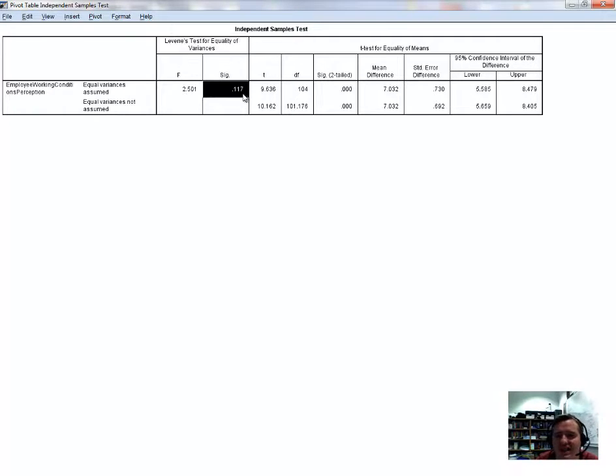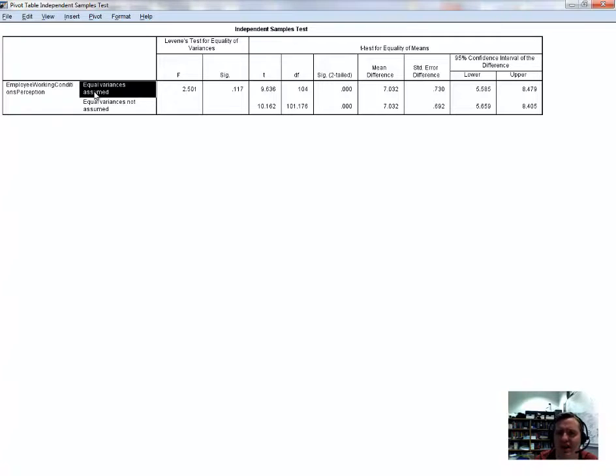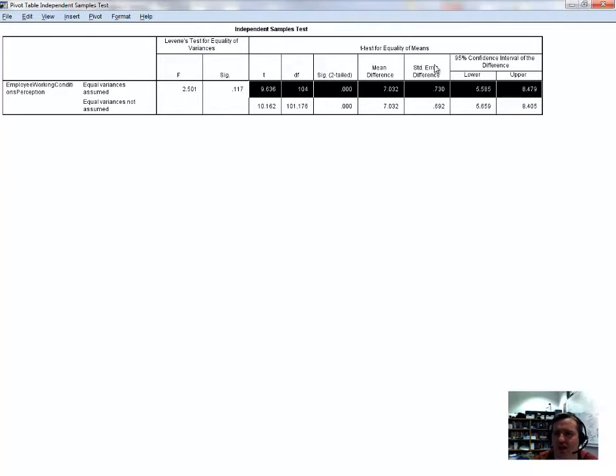And clearly we can see in this case it's not less than 0.05, it's 0.117. And as such, we'll proceed under the assumption of equal population variances assumed. So we're going to proceed with the interpretation of our t-test for equality of the means, assuming equal population variances. So we're going to interpret this row here in our t-test for equality of means.